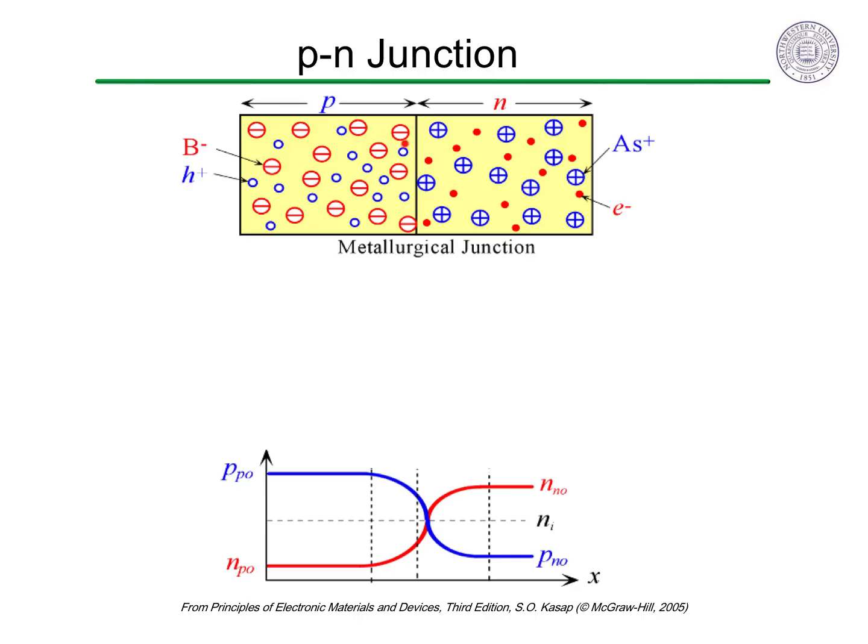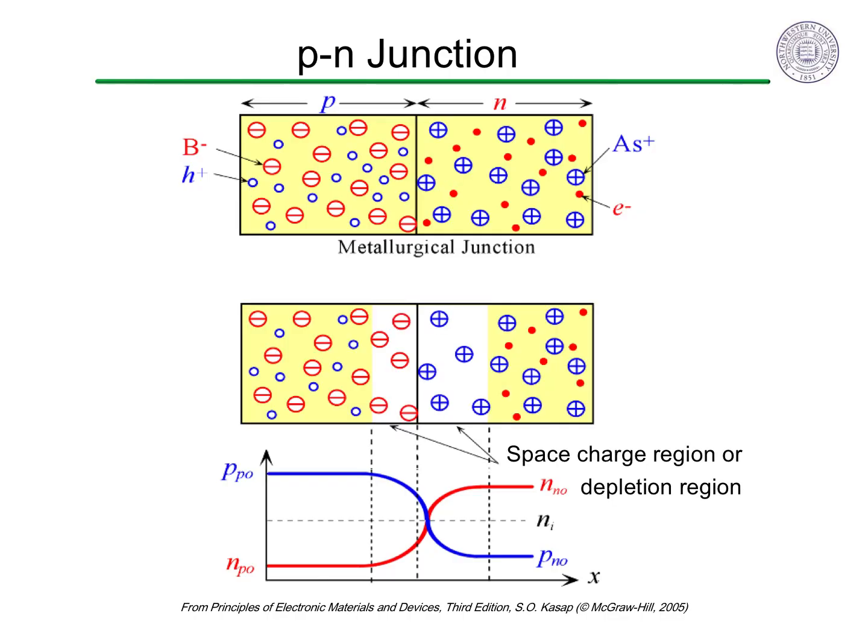If holes move to the right, they would meet up with lots of electrons and recombine, destroying both the hole and the electron on the other side. Similarly for electrons moving to the left. This leaves very few electrons or holes near the junction in either region.